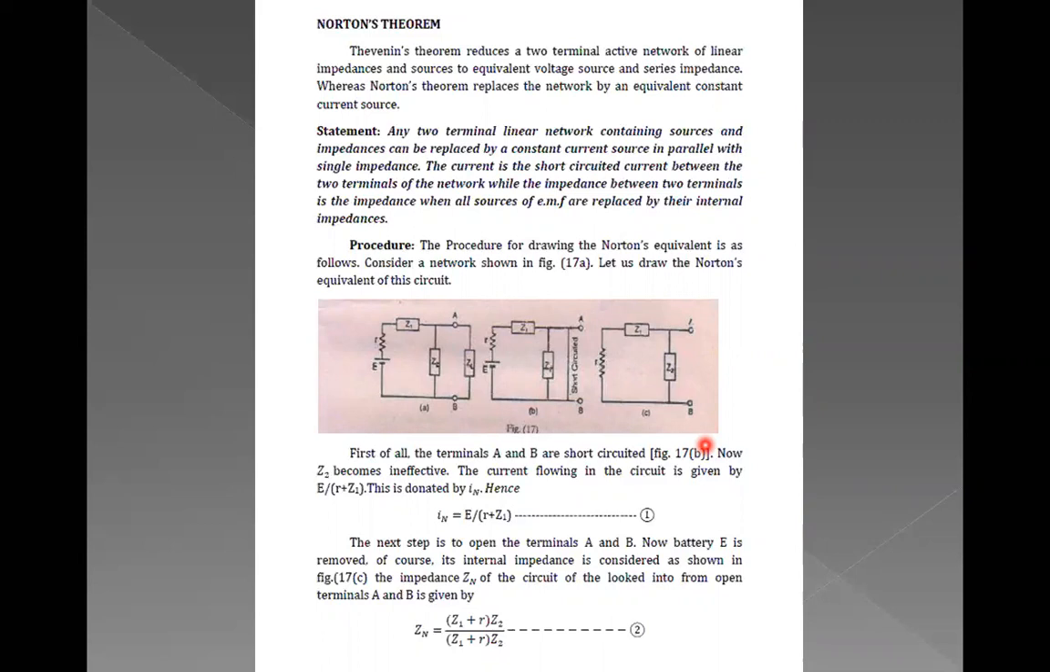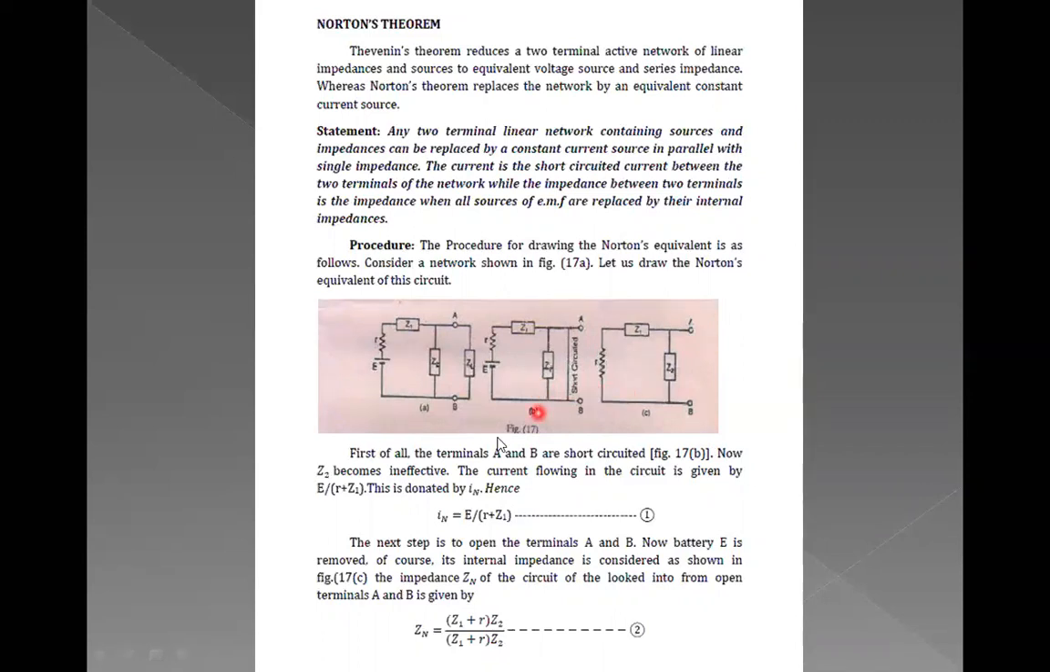Now just look at this particular figure 17, labeled as circuit A, this is B and this is C. This is the main linear network circuit in which we are finding the current through the load impedance ZL. Now this can be replaced in this manner, making these two terminals a short circuit once, and the second time making these two terminals open when the source is removed. So this is labeled as circuit A, this is B and C.